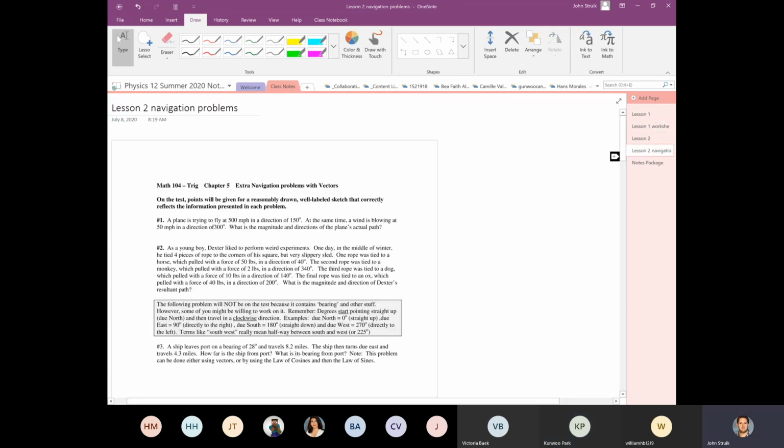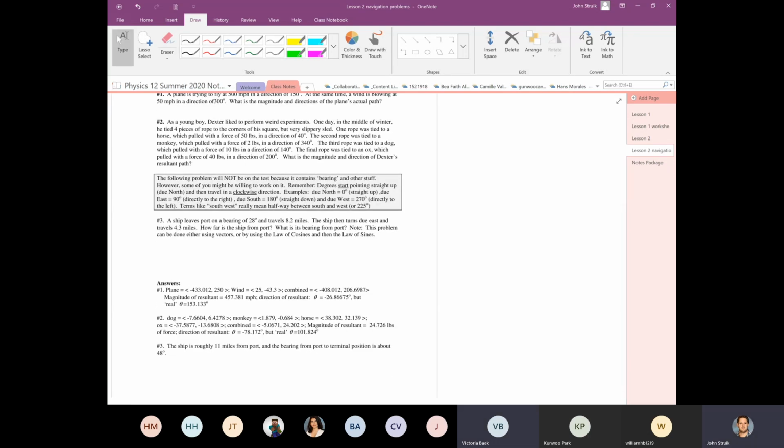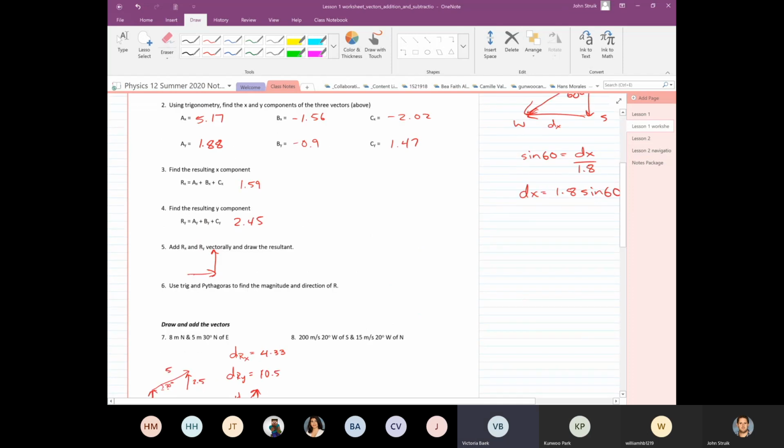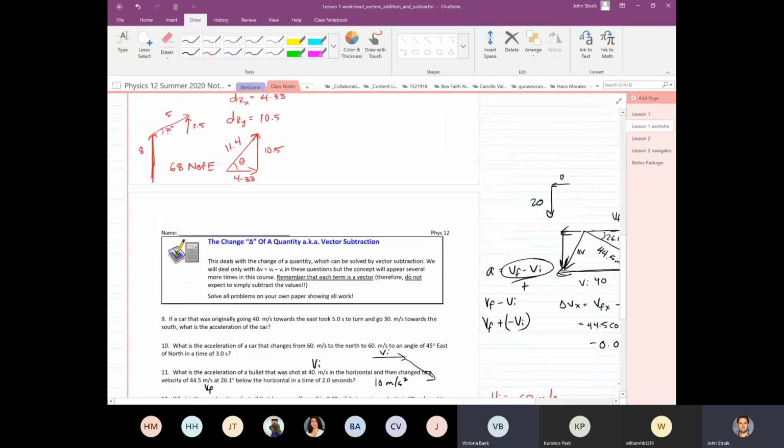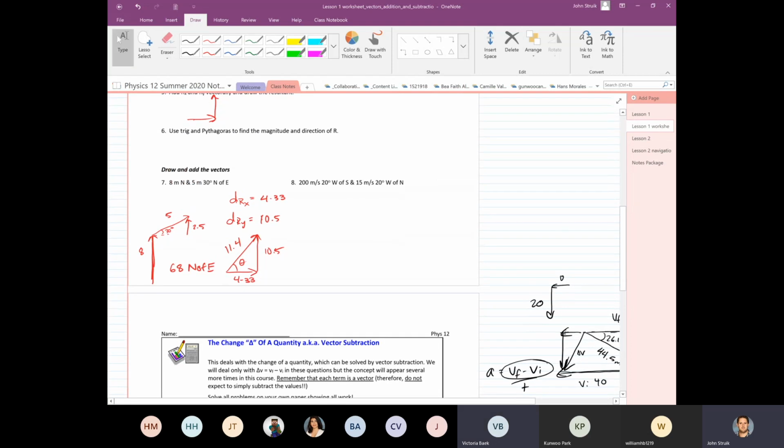Okay, any other questions? Can you also do number 8 on the same worksheet? This number 8? Yeah. Okay. Draw and add the vectors. So 200 meters per second, 20 degrees west of south. So that's going to be, I'm just trying to figure out how to draw this. Okay. So this is 20 degrees. This is 200 meters per second.